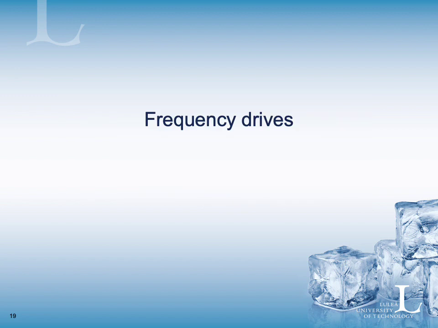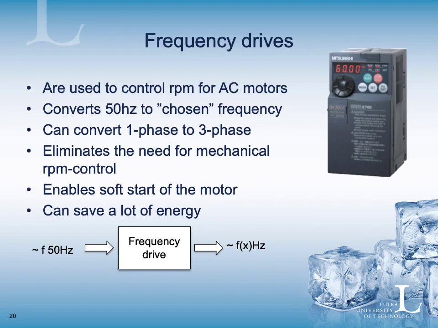So, we have been discussing a lot about the control system and how we control the AC motor with frequency. And to do that we use frequency drives, or sometimes we call them variable frequency drives, VFD. So the frequency drives are used to control RPM for AC motors, and they convert 50 Hz from the grid to the chosen frequency to then control the speed of the motor. It can convert one phase to three phase, and this also eliminates the need for mechanical RPM control. Maybe you don't need a gearbox or a transmission where you can change gears and change the output RPM. It enables soft start of the motor, and by this you can also save a lot of energy.